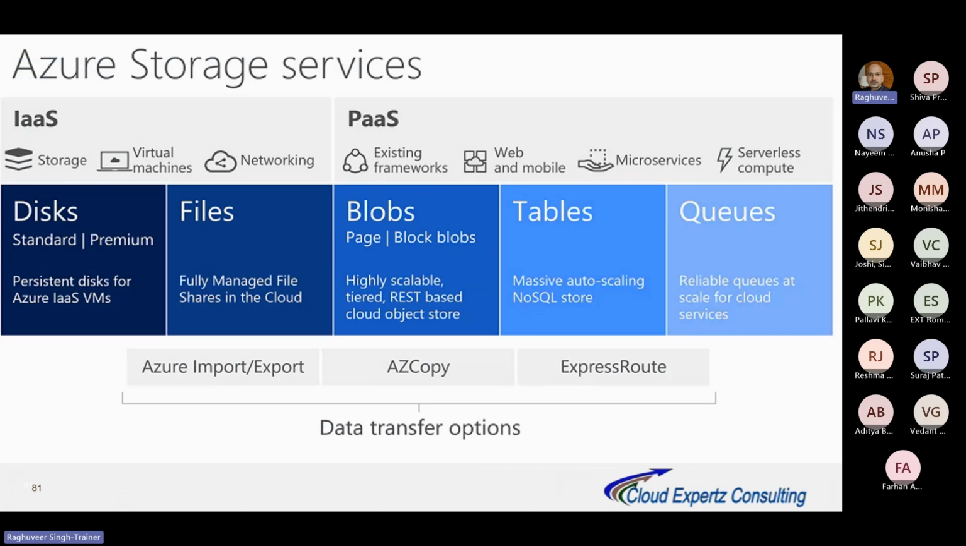When it comes to IaaS, we have storage for virtual machines. And there are two types of storage that we have. One is disk that you attach to virtual machines, which is known as managed disk. And the other are files that you attach as a network drive to virtual machines and to other services. So these are the two types of storage in IaaS.